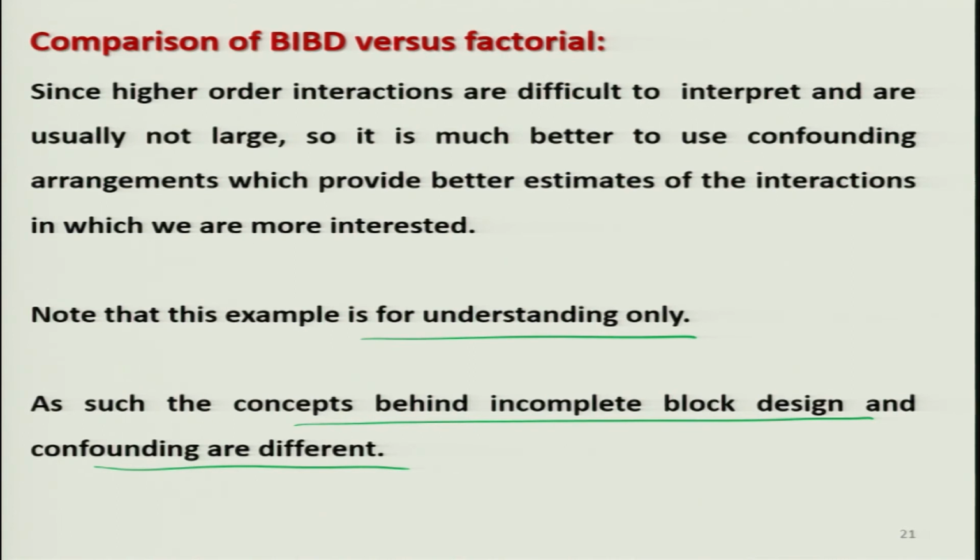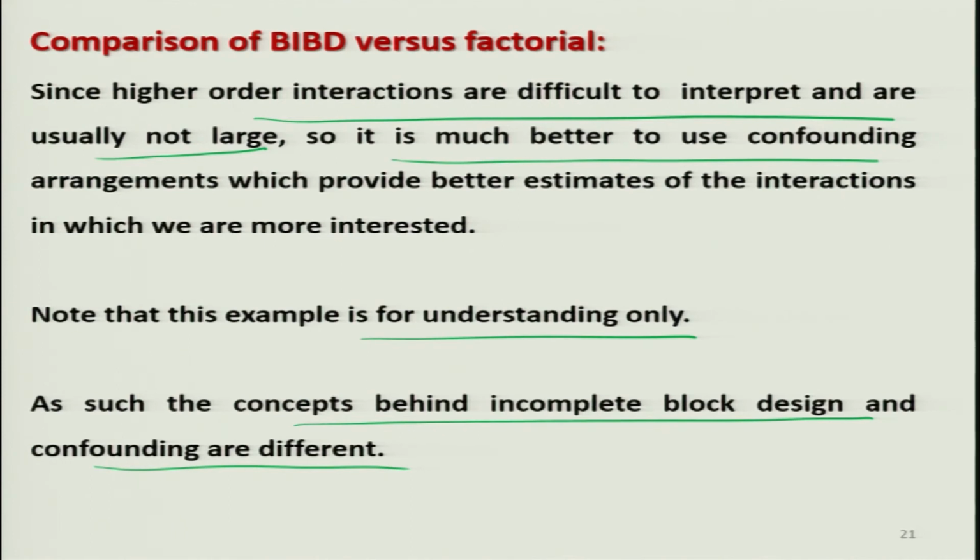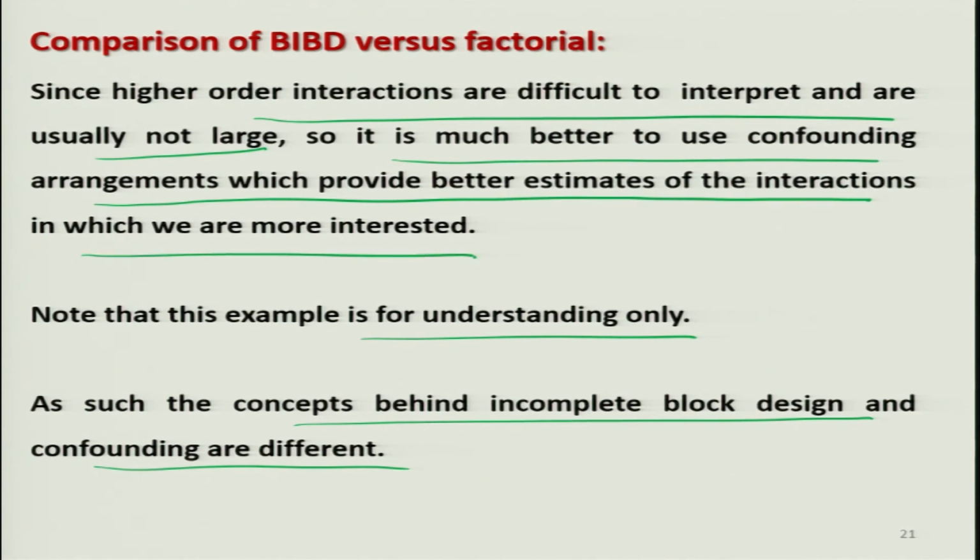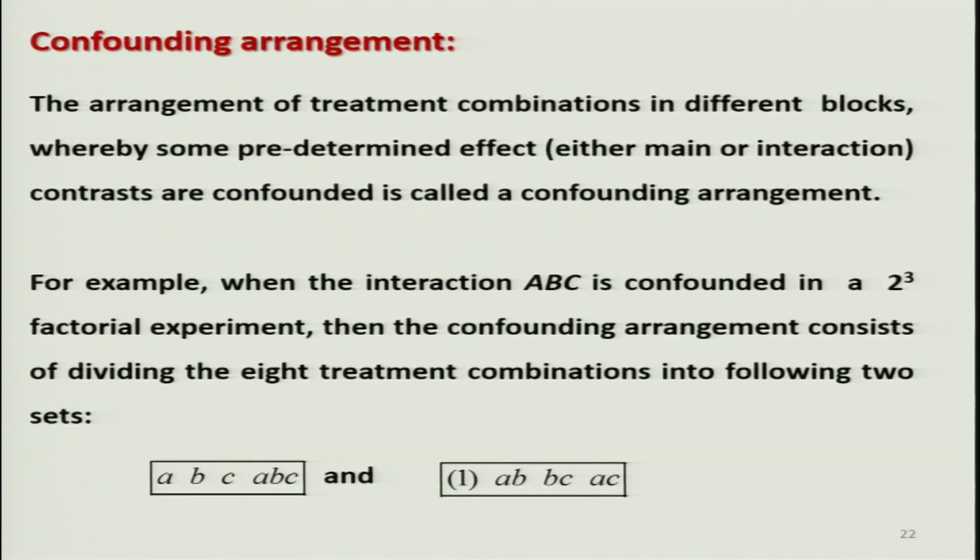So, now one question comes here: when you are trying to confound an effect, now you have understood that it is your choice, the decision of the experimenter. So, which of the effects are to be confounded? Because when you consider some higher order factorial experiment, you are going to get higher order interaction effects also. The higher order interactions are difficult to interpret and they may not usually be large. So, then we take a call that they are not going to contribute much. So, it is better to confound them, and it is a better option to use the confounding arrangement which provides better estimates of the interactions in which we are more interested. So, we always try to take a call that higher order interactions are getting confounded.